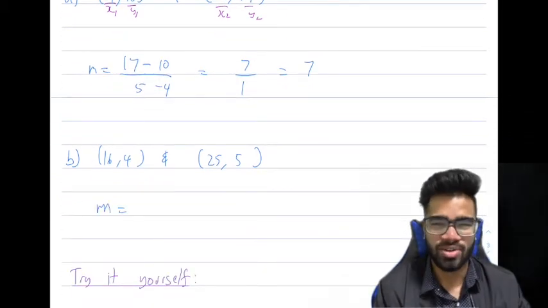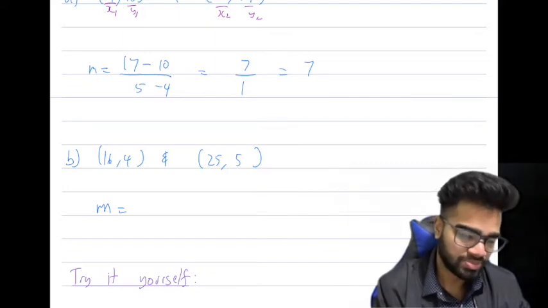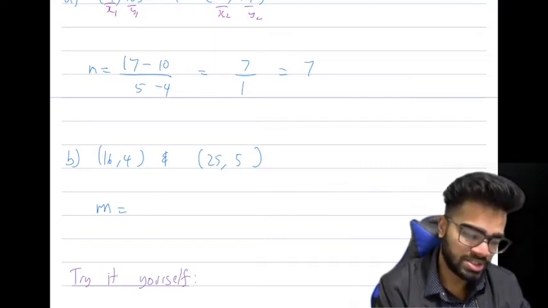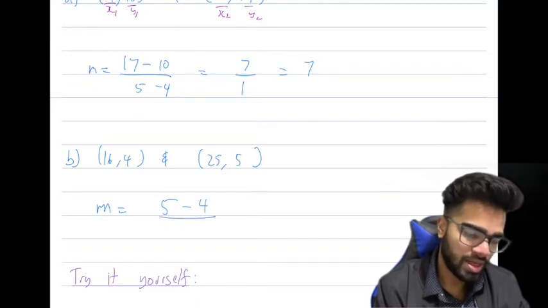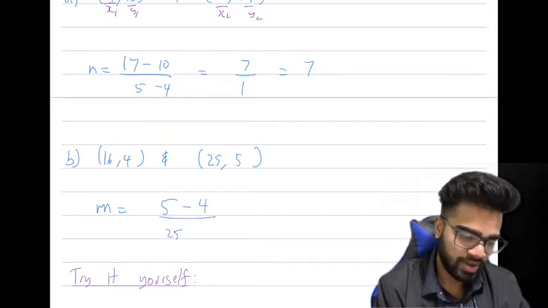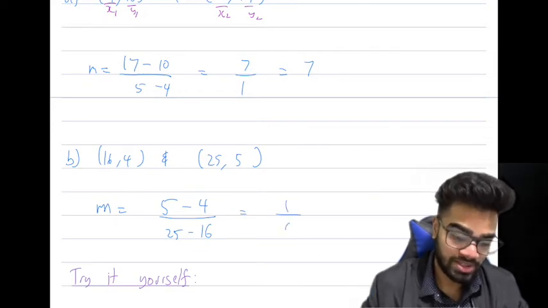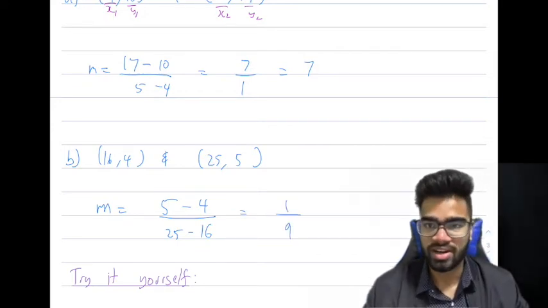These are pretty easy though, they're not that hard. So what's y2? I want to label this time. So y2 is 5, y1 is 4, so 5 minus 4. And x2 is 25, x1 is 16. So 5 minus 4 is 1, 25 minus 16 is 9. So gradient is a fraction, 1 over 9.